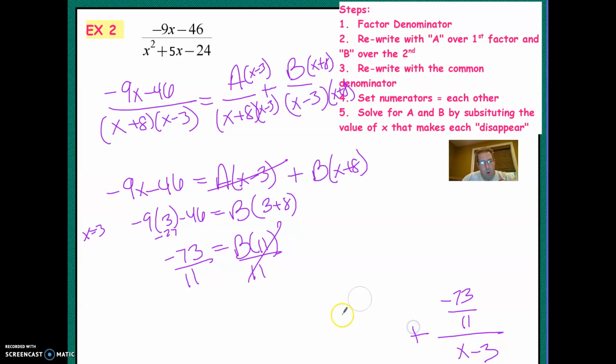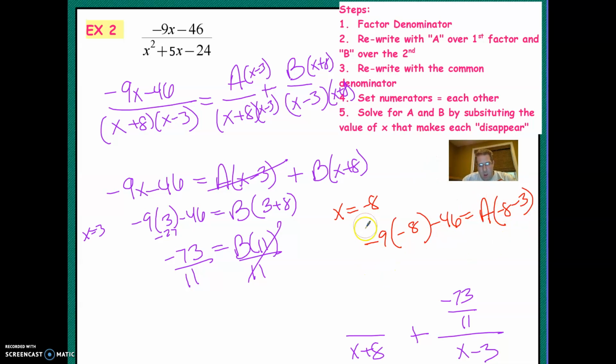But now we got to figure out, well, what is over x plus 8? And we're going to do that by using the exact same thing, but this time we're going to make x equal negative 8. So that would be negative 9 times negative 8 minus 46 equals, now we know this is going to cancel out, so we're left with a times negative 8 minus 3. All right, so now it's just a matter of doing the math. So this is 72.